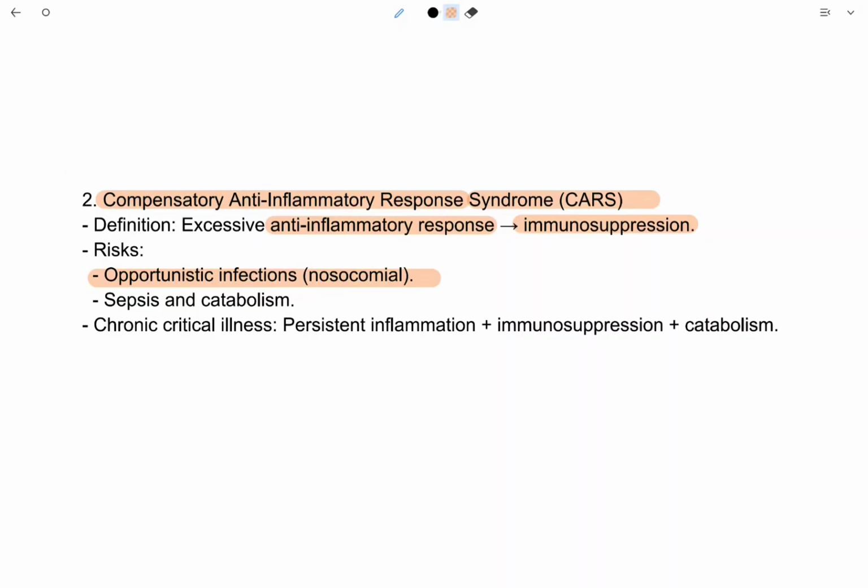So what are nosocomial infections? Nosocomial infections are infections that take place in hospitals, due to immunosuppression. Other risks are sepsis and catabolism. Sepsis is the response of the body to infection and other diseases.